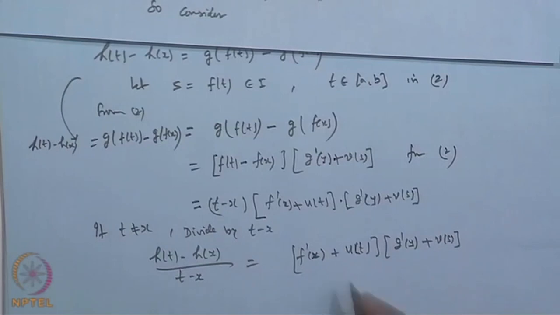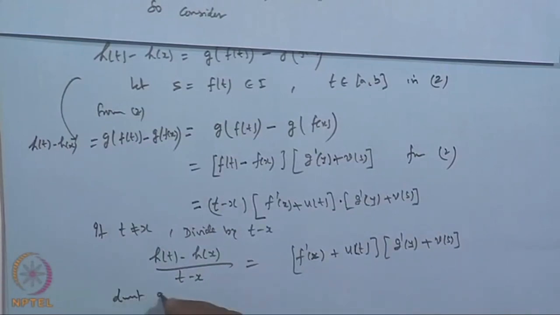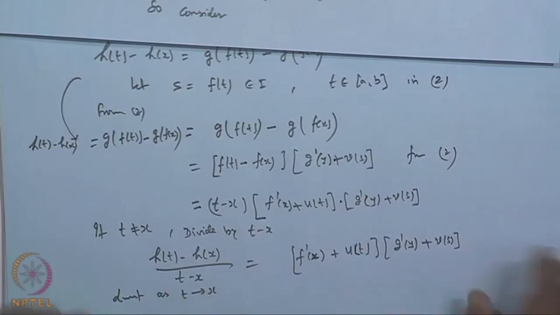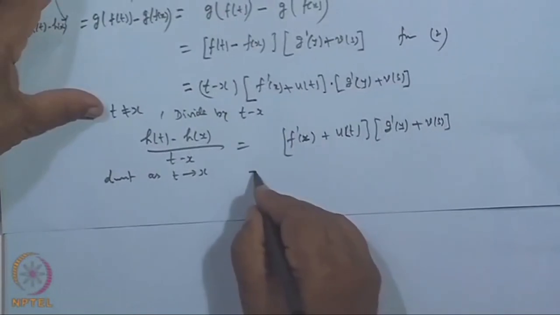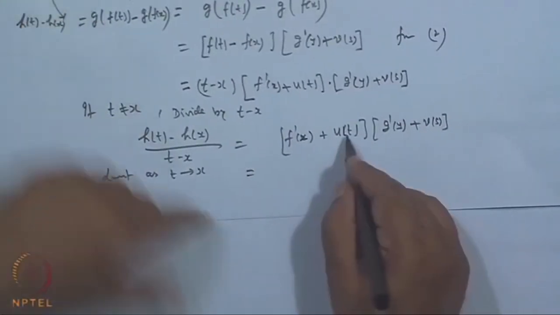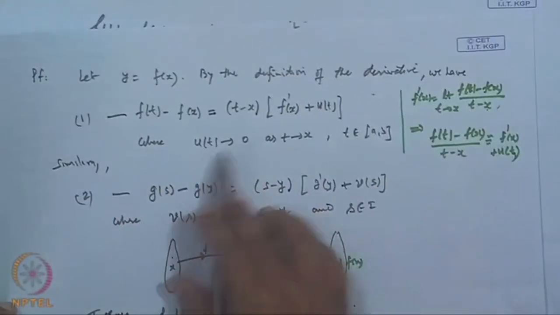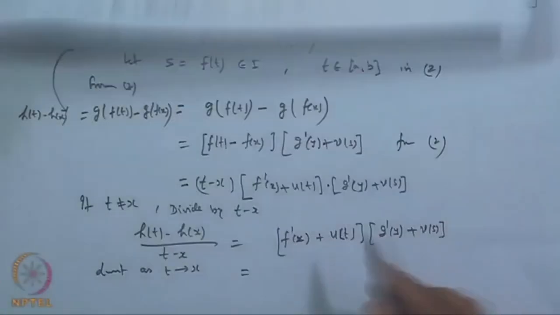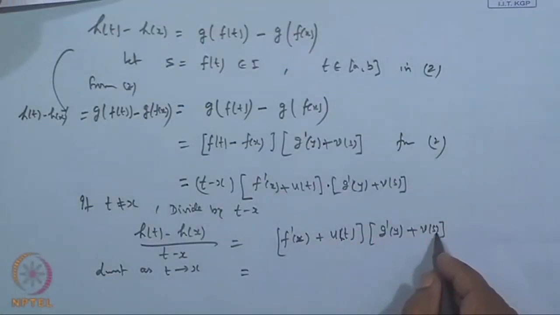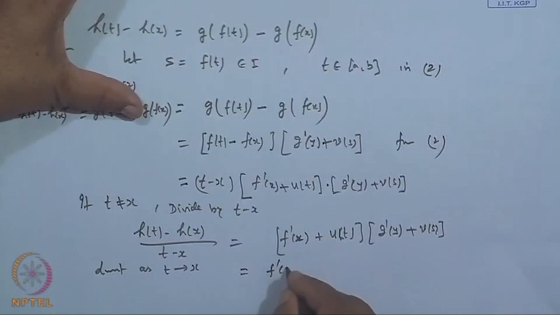Now, this will be equal to what? Taking the limit as t tends to x. When you go to the limit as t tends to x, on the right hand side, u t is tending to 0 because it is already given that f is differentiable at x. So, u t will go to 0 as t tends to x. So, this part will go to 0. Similarly, this part will go to 0. The right hand side will give f prime x g prime y.